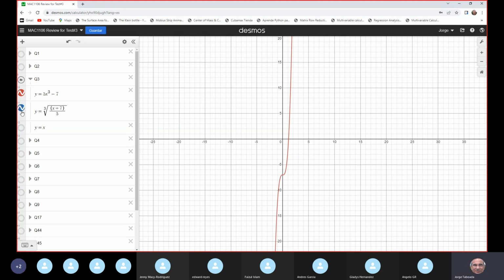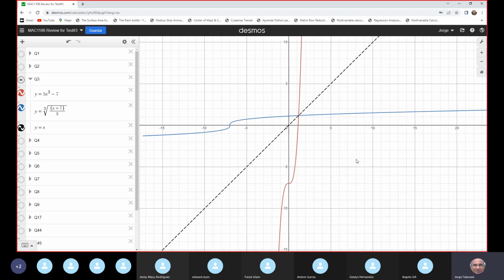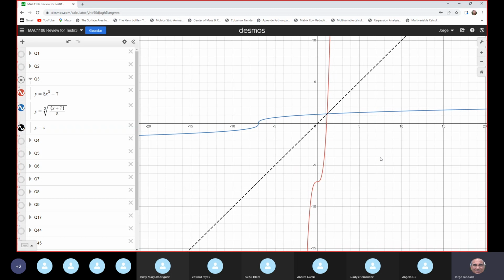Now the inverse is this. And you see, you prove it geometrically, clear, symmetric with respect to the line y equals x. End of story.